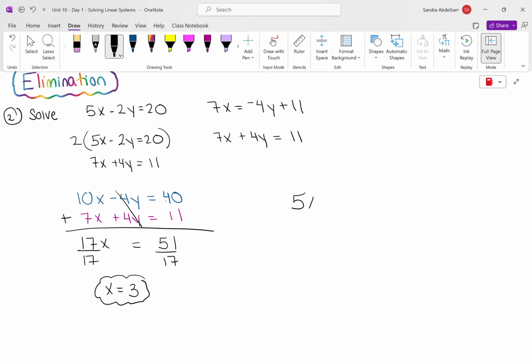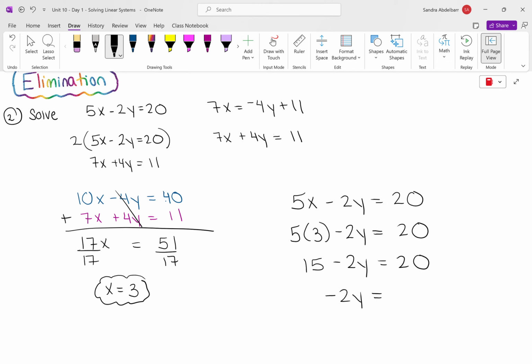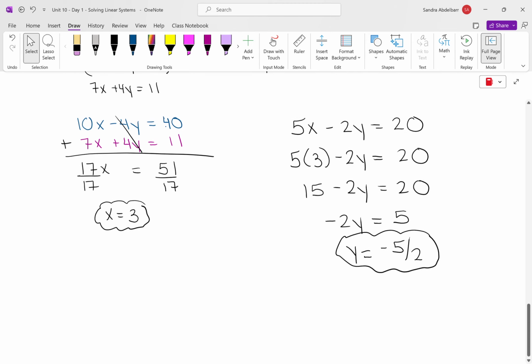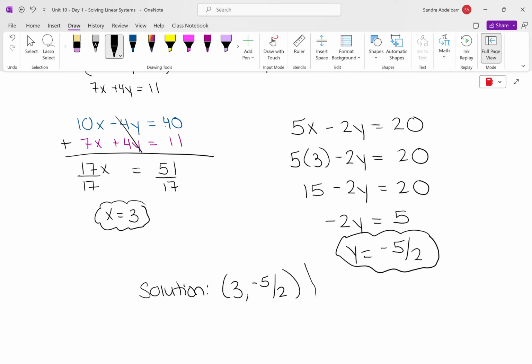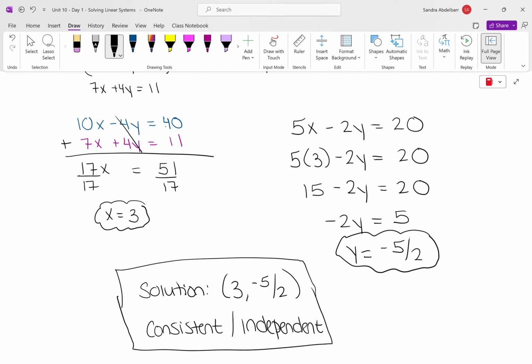Now I need to solve for y. It does not matter which equation we go back into. I'm going to go into 5x minus 2y equals 20. So we're going to have 5 times 3 minus 2y equals 20. 15 minus 2y equals 20. Negative 2y equals 5. Y is equal to negative 5/2. And I would leave it as an improper fraction. So our solution is going to be 3 comma negative 5/2. You tell me, consistent or inconsistent? Consistent, dependent or independent? Independent.